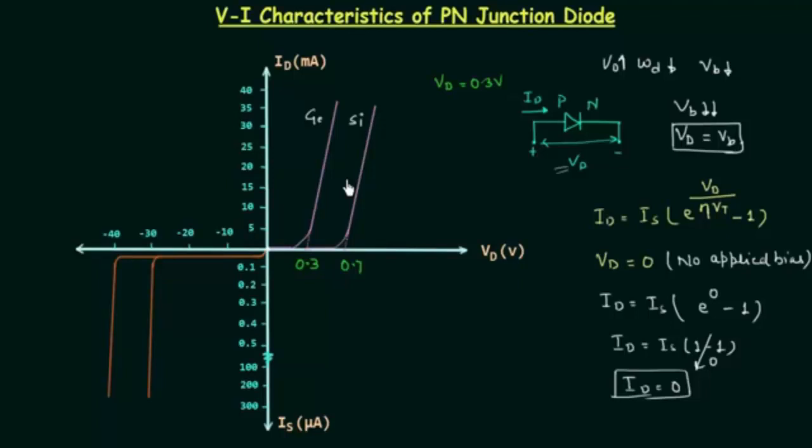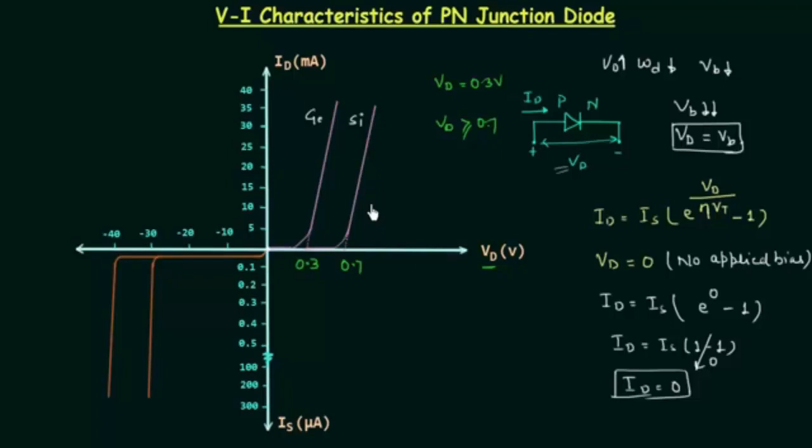So if we consider the case of germanium, if VD is equal to 0.3 volts, it means VD is equal to barrier potential. There is flood of electrons crossing the junction and current will increase rapidly, and if you increase the VD further, the current will increase exponentially. So there is generous flow of current through the diode if VD is greater than or equal to barrier potential. And in case of silicon, if VD is greater than or even equal to 0.7 volts, we have generous flow of current through the diode.